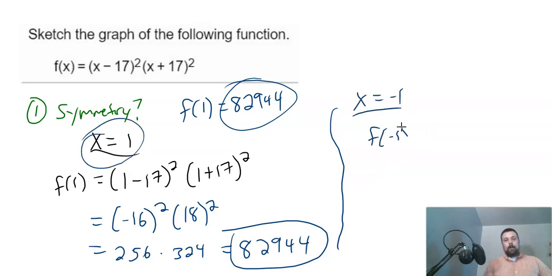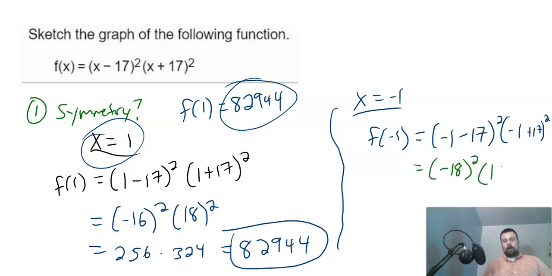Right? So f of negative 1, and that's going to give me negative 1 minus 17, I skipped a 1 there, minus 17 squared times negative 1 plus 17 squared. And then what that's going to give me is negative 18 squared times 16 squared. So notice, same two numbers we had over here, but the sign switched, right? Instead of the 16 being negative, now the 18 is negative. But because we're squaring them, it doesn't really matter, right?